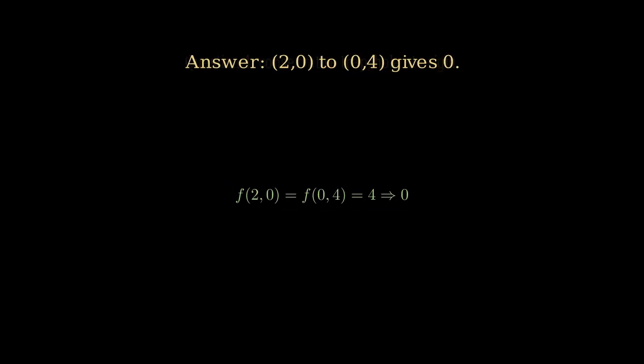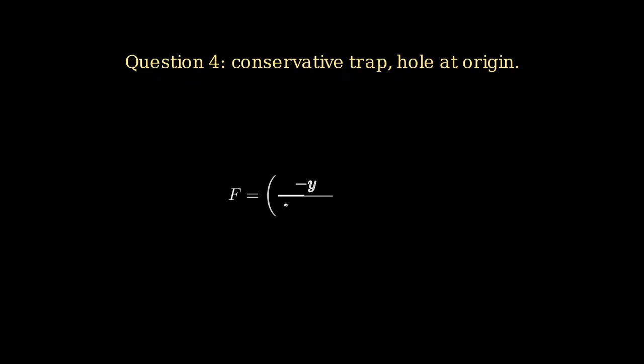Question 4. Conservative but not path independent. A deliberate trap. The field is f equals negative y over x squared plus y squared, x over x squared plus y squared. This field swirls around the origin, but the origin itself is a hole. The field isn't even defined there. Pattern to recognize. This is exactly the situation where the standard theorem breaks.